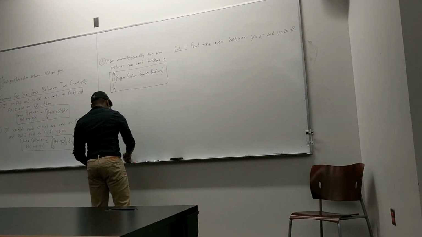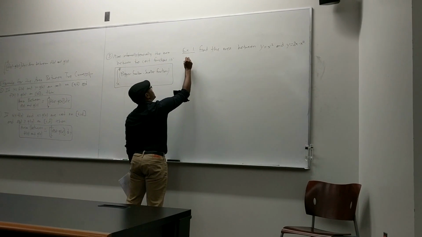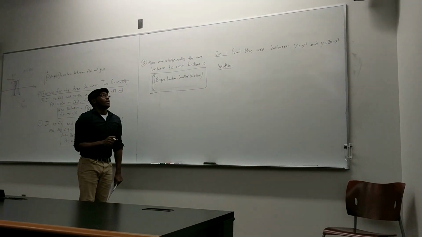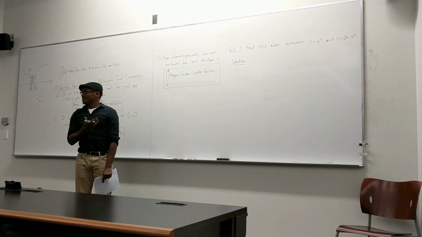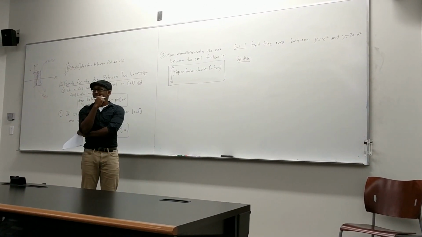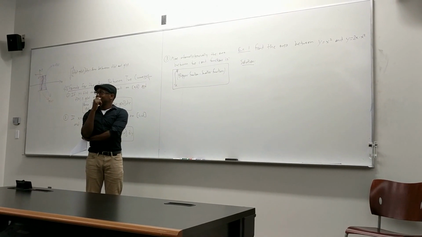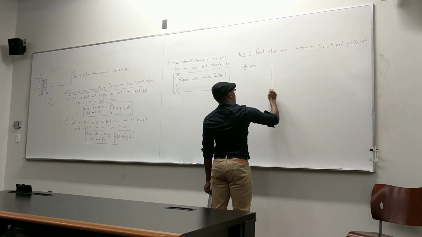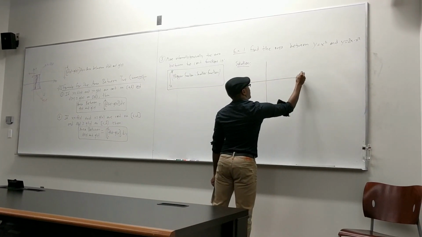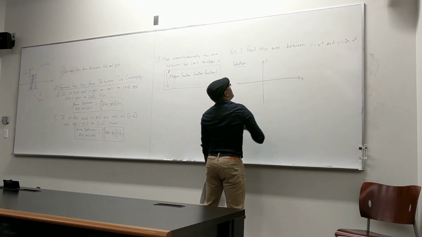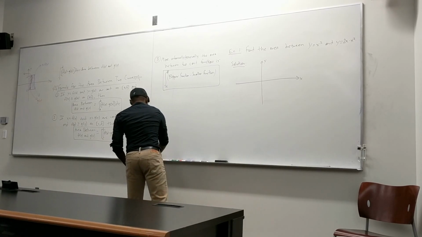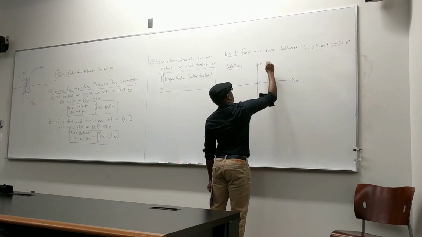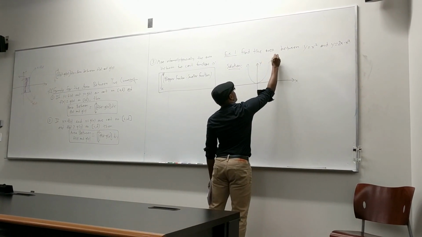Okay, so what's the step? Well, I should kind of know what that area looks like, right? So what do you recommend I do? Graph it, right? When in doubt, always look at a picture. So I will attempt to graph these two functions. Y equals x squared, always easy to graph, right? Always a pleasure. This is y equals x squared.